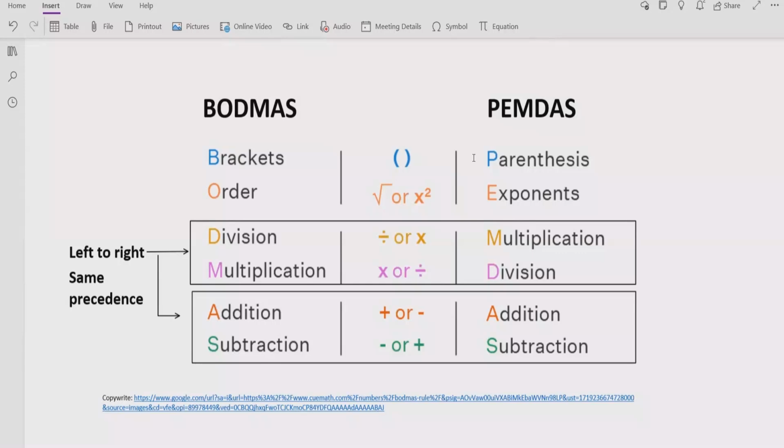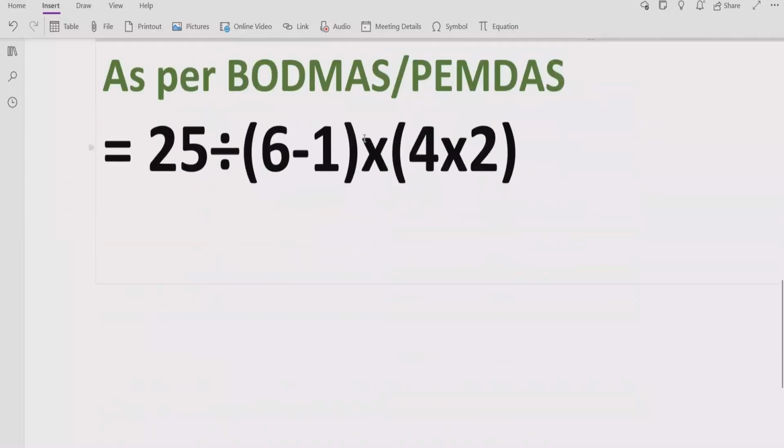Similarly, for addition and subtraction, we have the same rule. We will go left to right in our expression and find out which is coming first. If addition is coming first, we have to solve the addition first. And if subtraction is coming first, we have to solve the subtraction first. Now, move forward to solve the given expression.